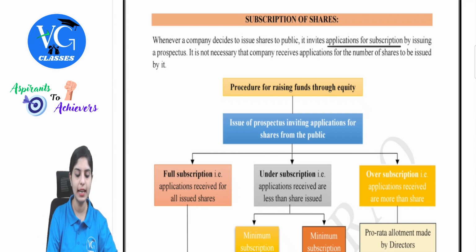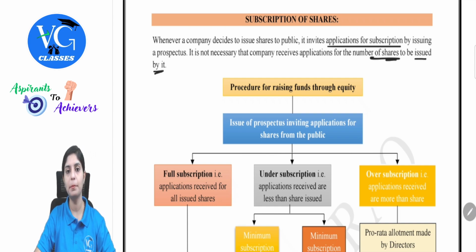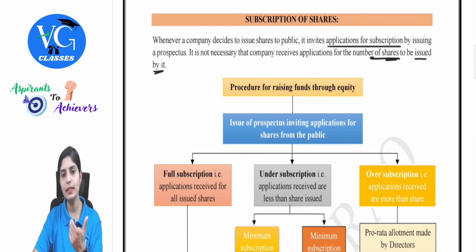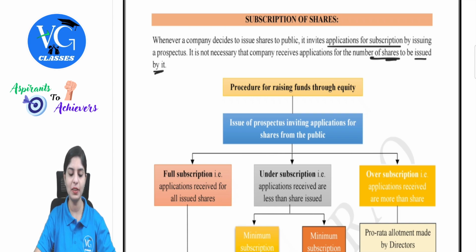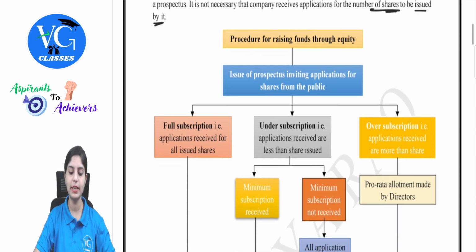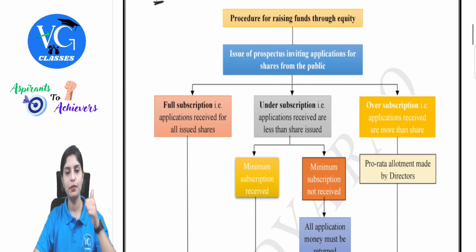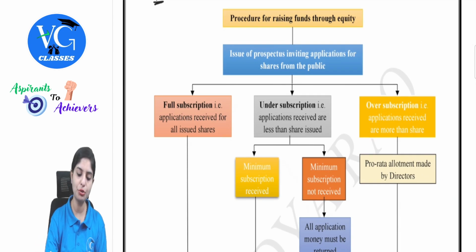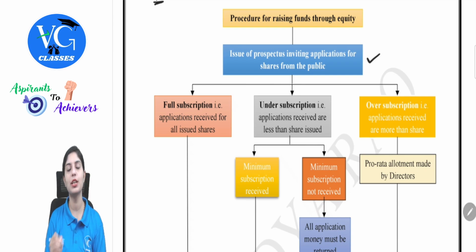It is not necessary that a company receives applications for the number of shares to be issued by it. That is, it is not necessary that the company should receive all the applications for the shares to be issued. So this is a case of under subscription. Now we will understand this procedure for raising funds through equity. The first step to be done by the company is to issue a prospectus inviting applications for shares from the public.